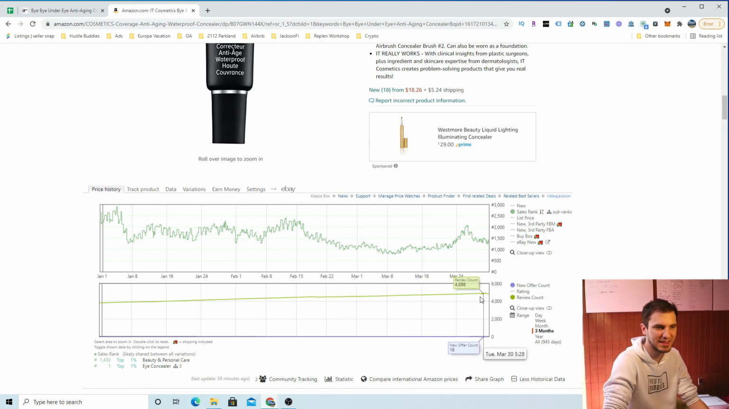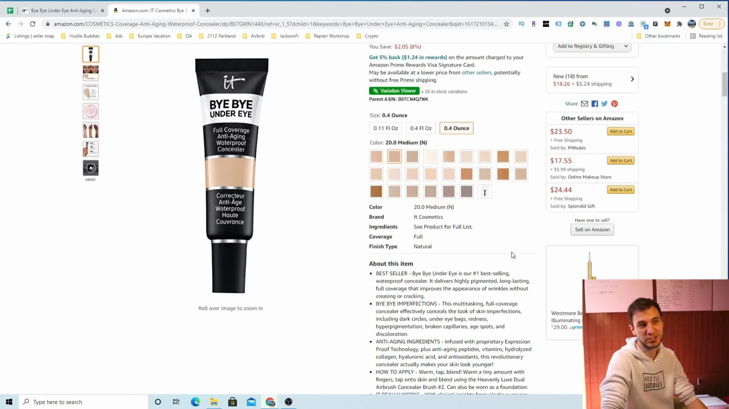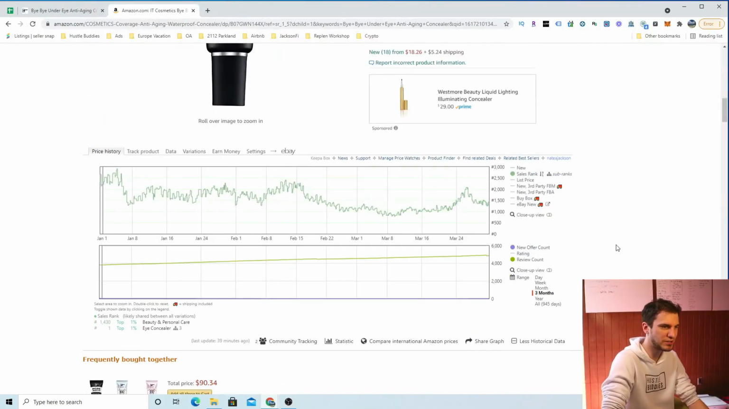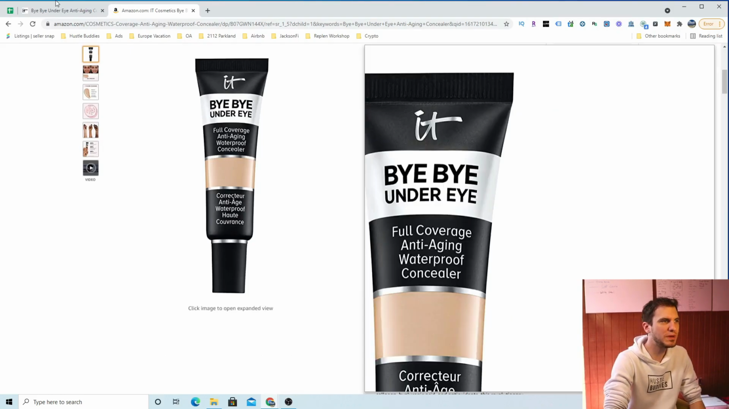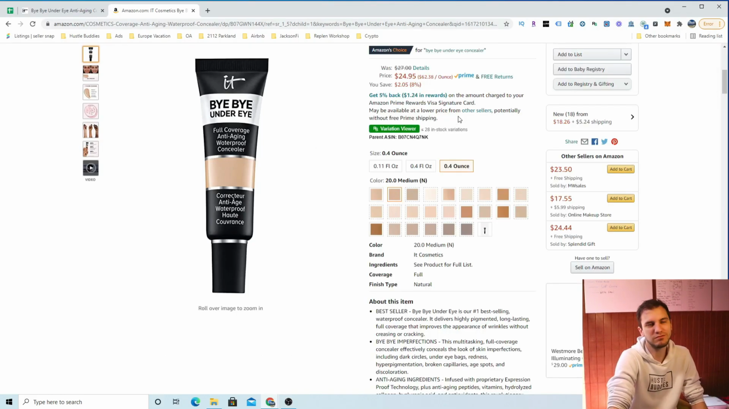So we see that it's selling. We can see the review count. Historically, it's been going up, and it goes up by a couple per day. So across all of these different variations, there should be a few hundred sales per day, all right? So there's a good chance that our 20 medium 4-ounce one right here is selling a few times per day, okay?